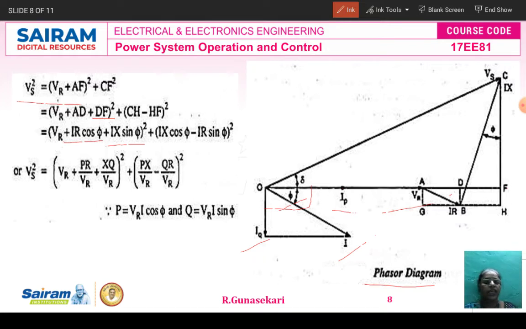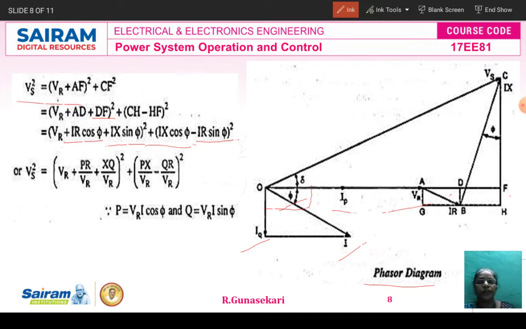Then CF is CH minus HF. CH is IX cos phi, which is the reactive drop, but dependent on the active component I cos phi. Similarly, HF is IR sin phi, which is the resistive drop, but depends on the reactive component of the current, I sin phi. Therefore, the sending end voltage Vs is greater than the receiving end voltage due to losses.